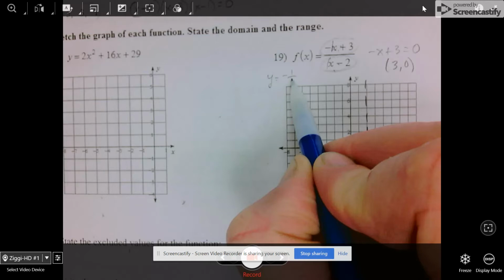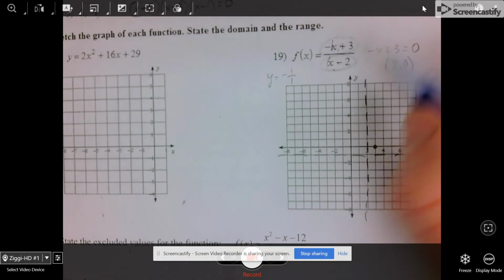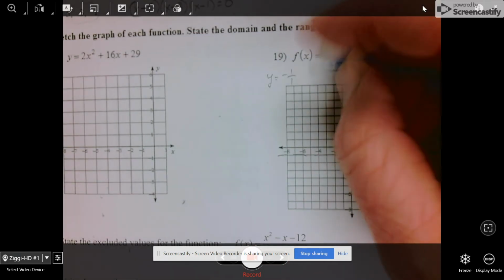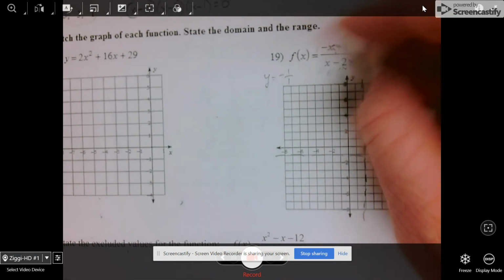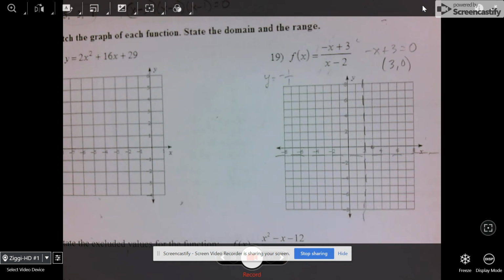And at this point, you can start picking some points to plot. I guess I can try to find the y-intercept real quick. The y-intercept is when x is 0. So if you cover up x, you get -3/2. So the y-intercept is at -1/2. So it's right here. At this point, you can plot points, make a table.